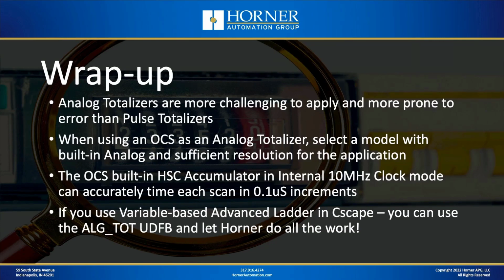However, there are certainly applications where you need to do analog totalizing and pulse totalizing is not an option. And one case, of course, being where the sensor you have and that you've been given to use is an analog sensor instead of a pulse sensor. Now, when you're using an OCS as an analog totalizer, you should certainly use a unit that has built-in analog. That's the best approach because then you know your analog readings are going to be synchronized with your time calculations. For most accurate time calculations, take advantage of the built-in 10 megahertz clock that's built into the high-speed counter capability.